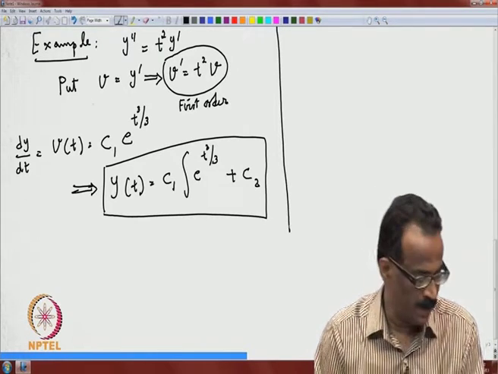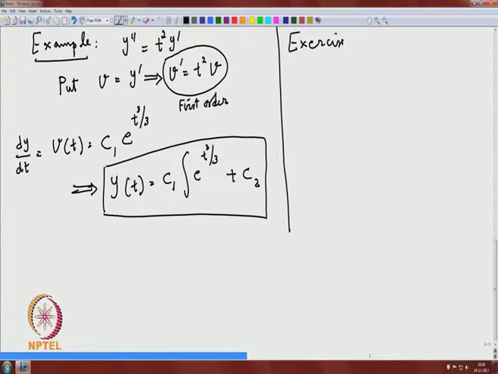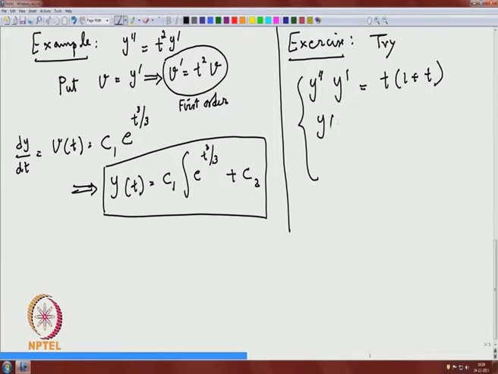So, here is another exercise for you. Try a simple equation, y double prime equal to t into 1 plus t. Find the solution of the initial value problem, y at 0 is equal to 1, y prime 0 is equal to 2. So, you can find the solution.